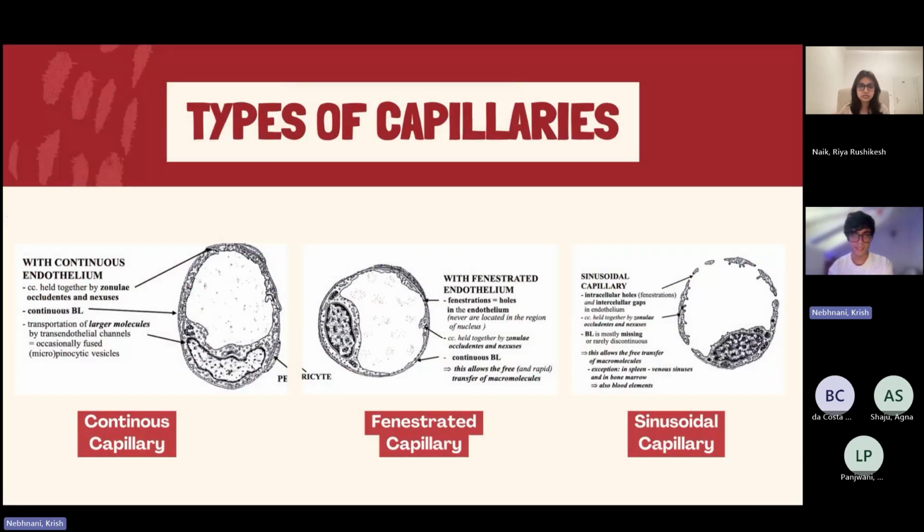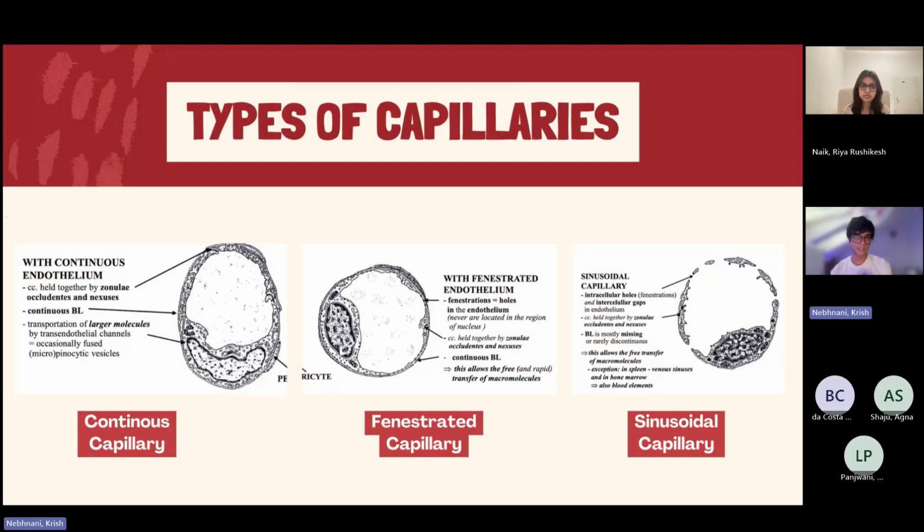There are three types of capillaries: the continuous, the fenestrated, and the sinusoidal. The name itself is going to give you a gist of what they contain. Continuous endothelium capillaries will have continuous endothelium, but it's bounded by zonulae occludentes and nexuses, which are basically tight intercellular junctions which prevent macromolecules from passing through. Not fully, they're selectively permeable, so they will allow a few macromolecules to pass through. They have a continuous basal lamina.